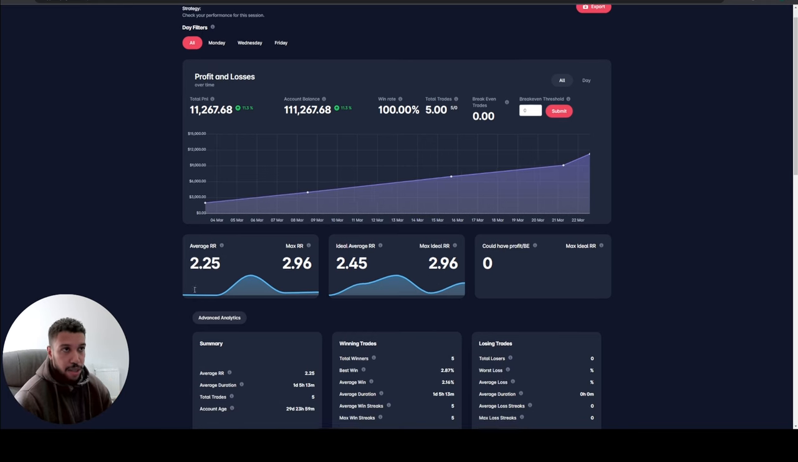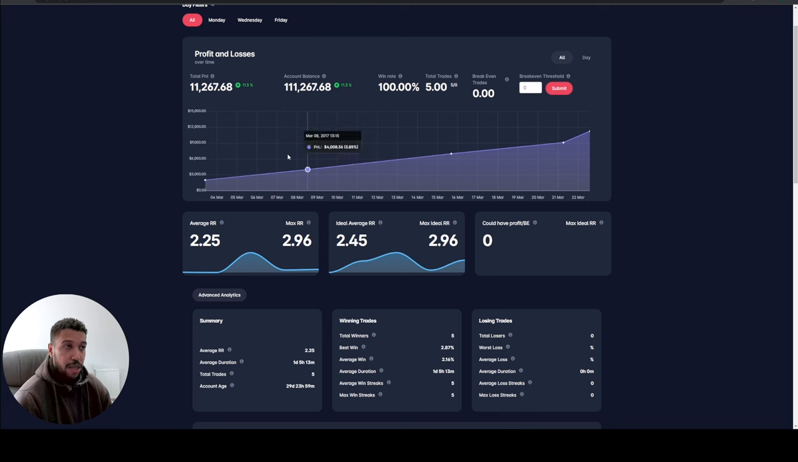But if we look at our statistics, we've made 11% this month. We took five trades. My average RR was 2.2. My max RR was nearly 3. My ideal average RR was 2.45. So it seemed like I was maximizing most of the potential.